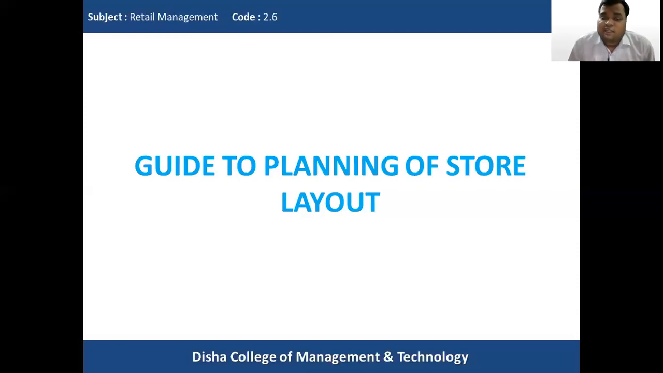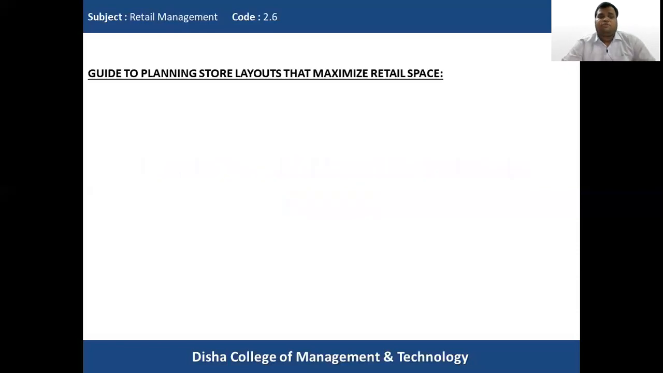We have started with certain guidelines. We have read three guidelines, so we'll start with the fourth one. But let us recap the first three guidelines that are very important in order to understand the planning of the store layout. So, the guide to planning a store layout that maximizes the retail space.